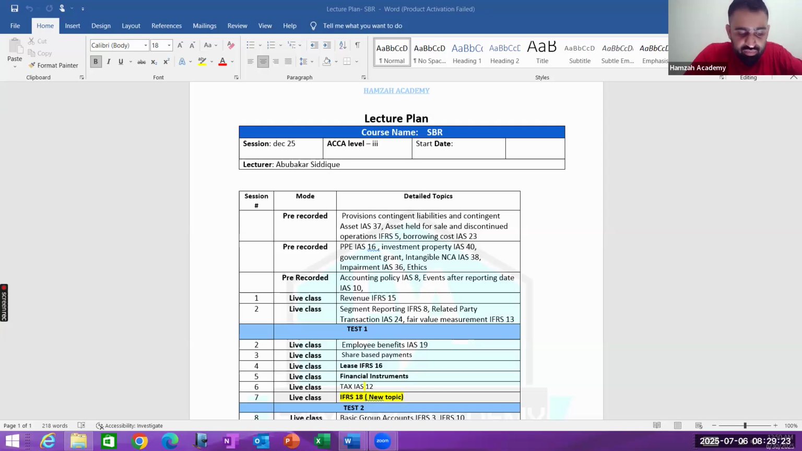and the strategy for those standards is that I will provide you pre-recorded sessions of those accounting standards. The purpose of this strategy is that we can have plenty of time to cover the topics which are more important at SBR level, and we can do more practice questions. That is the purpose of that strategy.